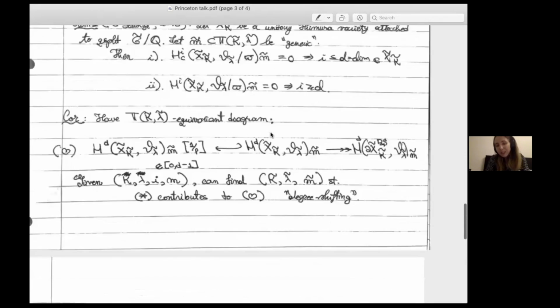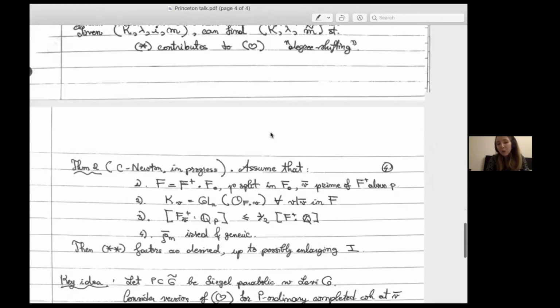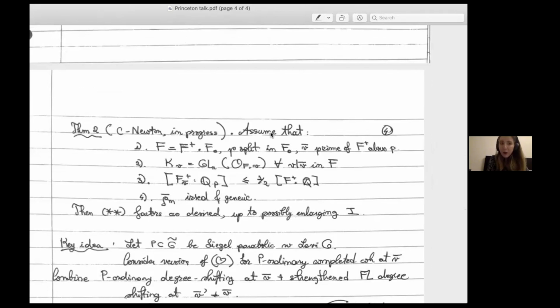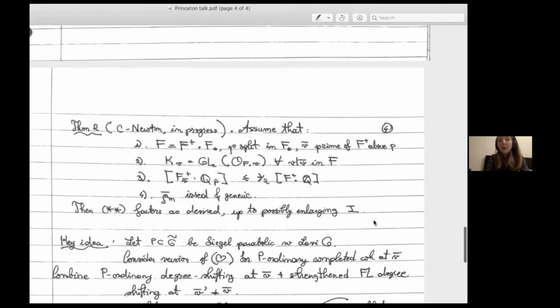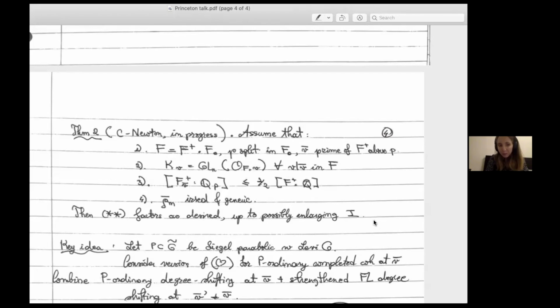So, you know, this can give you a more precise local-global compatibility statement in characteristic 0. It's also the kind of result that sounds technical, but in fact it will allow us to generalize the automorphy lifting theorems in the 10-author paper to this crystalline case. And it factors as desired, but up to possibly enlarging this nilpotent ideal. So we certainly don't know how to do it without a nilpotent ideal at the moment.